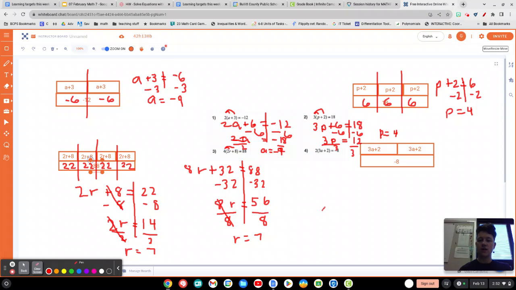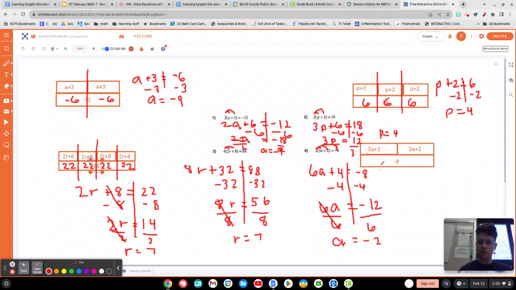And our last example we have is 2 times 3a plus 2. Of course, we can distribute. So we get 6a plus 4 equals negative 8. We would get rid of our constant. 6a equals negative 12. Divided by 6. 6 divided by 6 is 1, so we get 1a. And then negative 12 divided by 6 is negative 2.